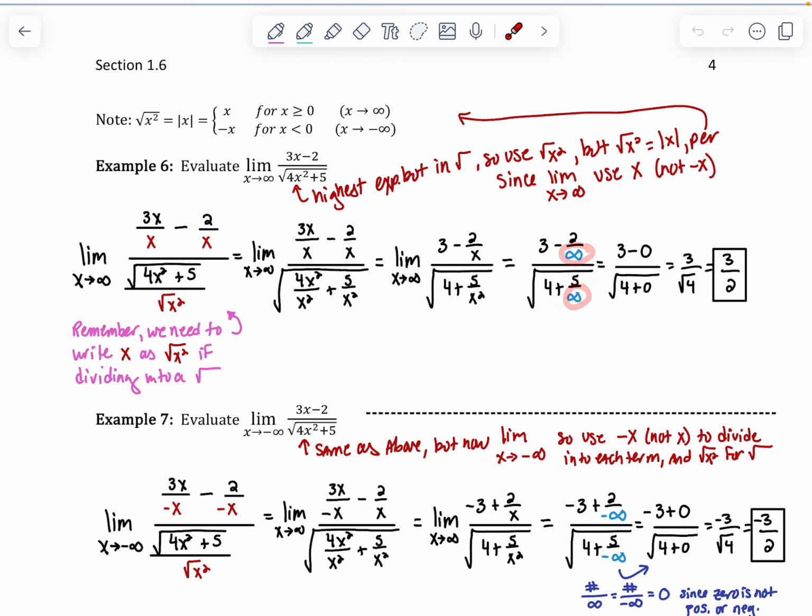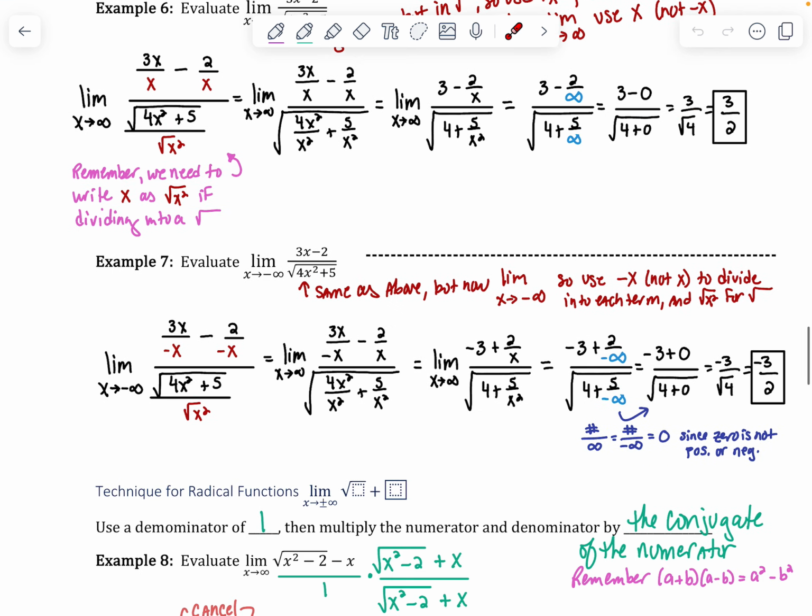But my variable goes away when I plug infinity in, just like the limit goes away when I plug infinity in. Any number over infinity turns into 0. And as I simplify accordingly and take the square root of 4, I've got my answer.